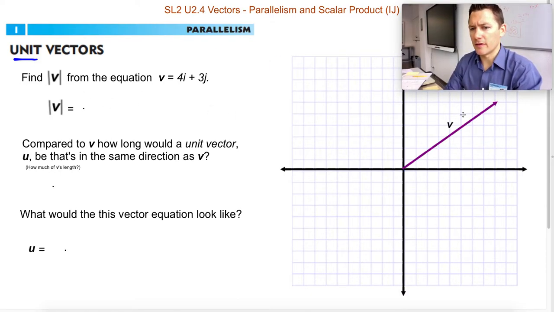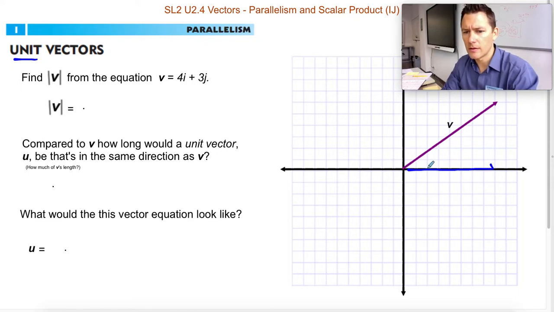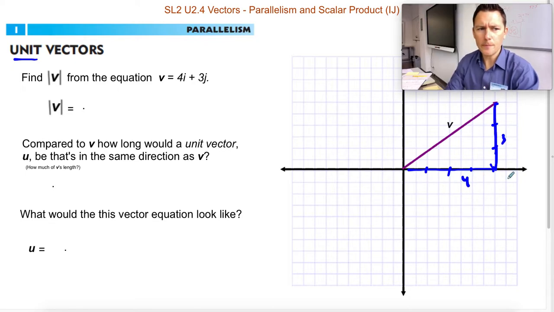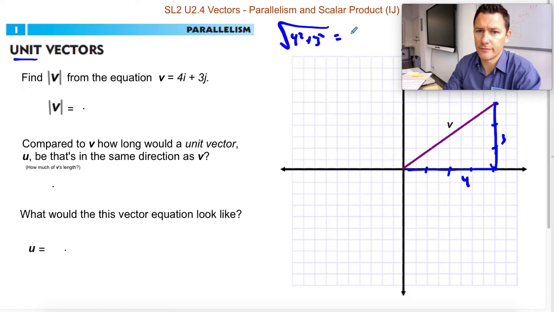So let's look at this piece. This vector goes over 4 in the j direction, 1, 2, 3, 4, and up 3, 1, 2, 3, right? So there's 4 and 3. So the magnitude, the length of this, is root 4 squared plus 3 squared. It's a 3, 4, 5 right triangle. It's 5, right? So the length of this should be 5. Hope that's comfortable so far.